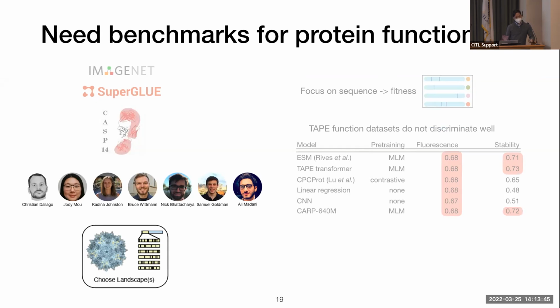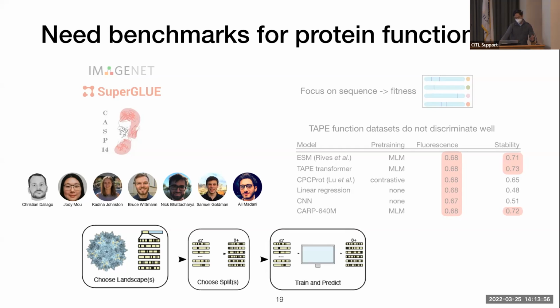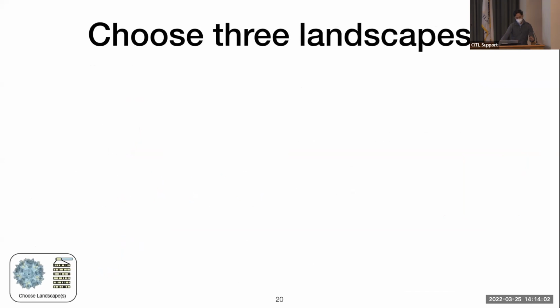And what we did was we chose some new landscapes that other people have measured. We chose interesting ways to do train test splits that measure generalization in ways we care about for protein engineering. And then we trained and predicted a bunch of baseline models that you can compare to.